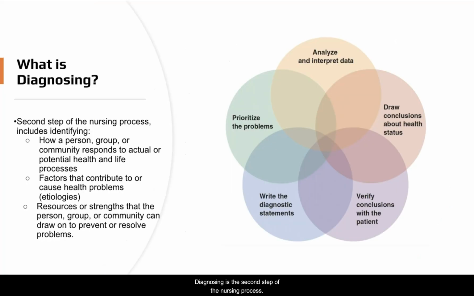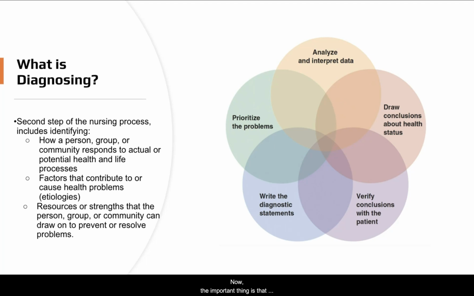What is diagnosing? Diagnosing is the second step of the nursing process. It identifies how a person, group, or community is responding to an actual or potential problem. It also identifies factors that contribute to that problem, the etiology, and it identifies resources or strengths that that person, group, or community can draw on to prevent or resolve the problems.